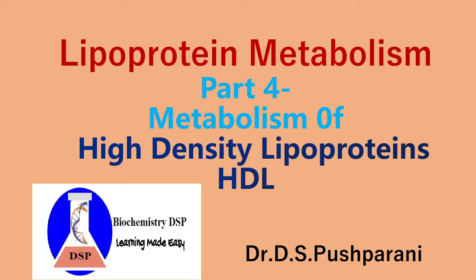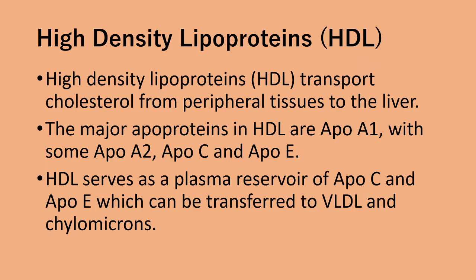Today's topic will be about the metabolism of high density lipoproteins, HDL metabolism. High density lipoproteins help in the transport of cholesterol from peripheral tissues to the liver. The major apoproteins in HDL are apoprotein A1, and it also has some apoprotein A2, apoprotein C, and apoprotein E. It serves as a plasma reservoir of apoprotein C and apoprotein E, which can be transferred to VLDL and chylomicrons.